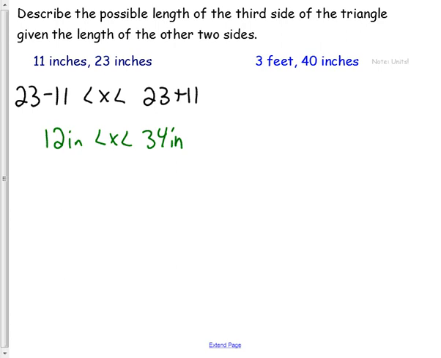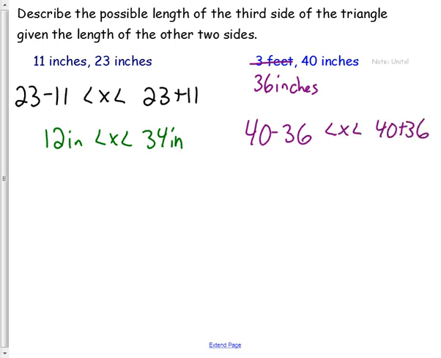And we look at our last example here is 3 feet and 40 inches. If you look closely, you will notice you do not have the same unit. So step 1, cross out 3 feet and convert it to 36 inches. And then just as before, we could have 4 inches is less than x is less than 76 inches. These triangle inequalities are not very difficult. The biggest thing is watching for units when units are not the same.